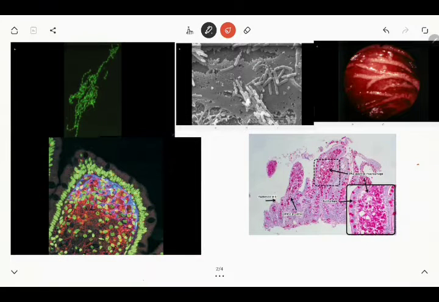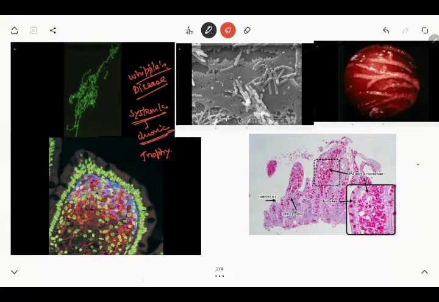We will be discussing a topic on Whipple's disease. Whipple's disease is primarily a systemic disease which is chronic and caused by bacteria, an infectious state. The name of the bacteria is Tropheryma whipplei.